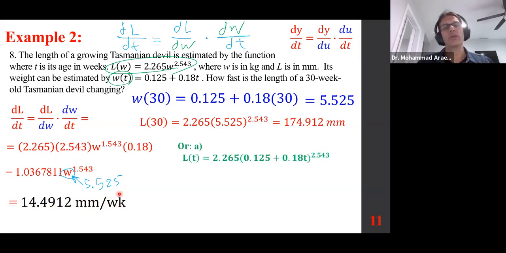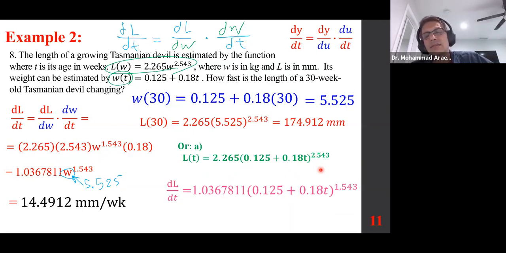Here's the second method. We could have found this as a function of t by replacing this w with this function. Okay, everybody? And now, if we go with that, how do you differentiate this? This number times the exponent times this to the power of the exponent minus 1. And then by the chain rule, the derivative of this is 0.18. I hope you see that, class. Okay.